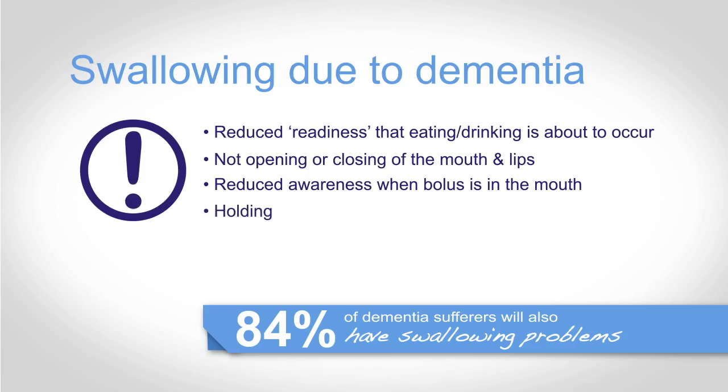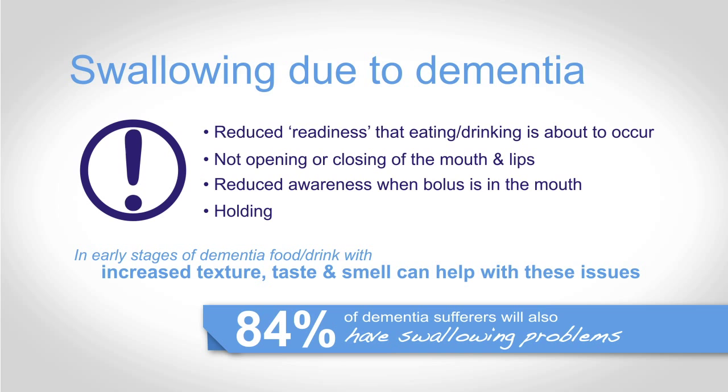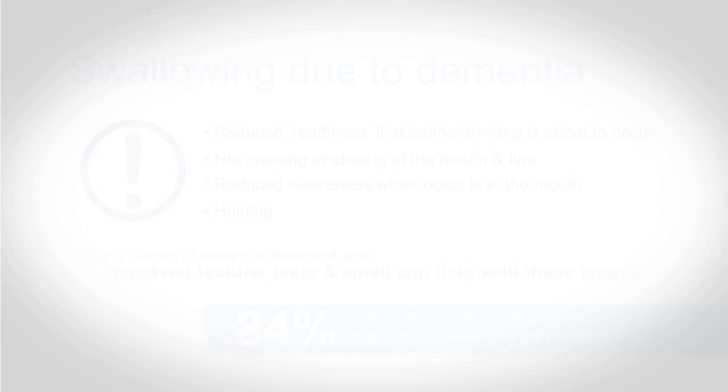In the early stages of dementia, food or drink with increased texture, taste and smell can help with these issues. During the later stages of dementia, the pharyngeal phase of the swallow is further affected, requiring diet and fluid modifications.